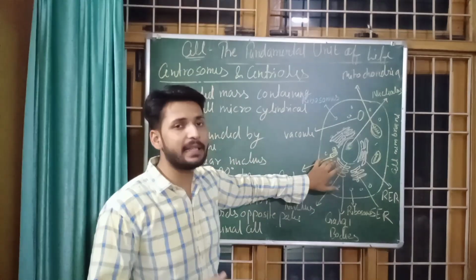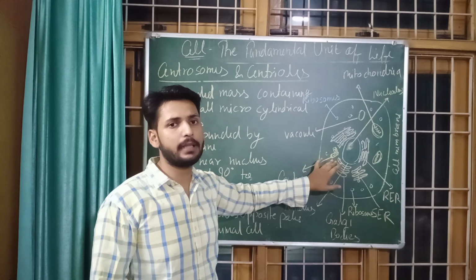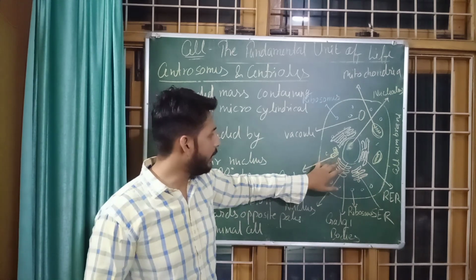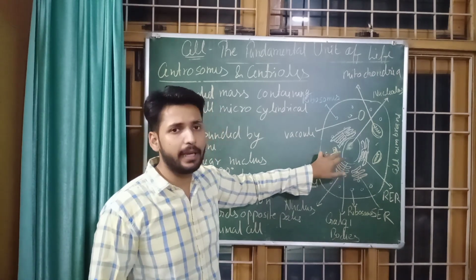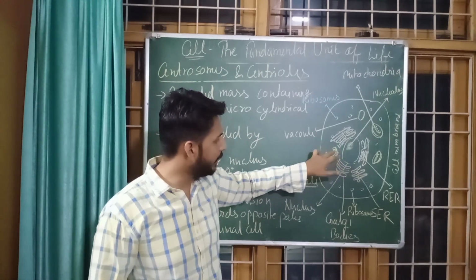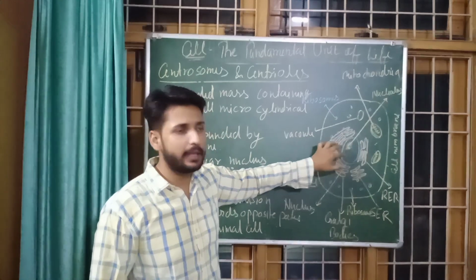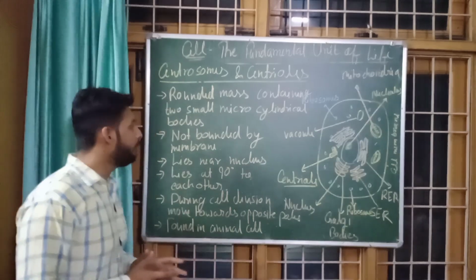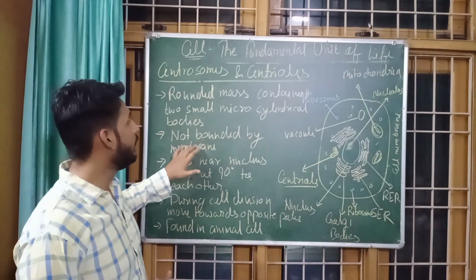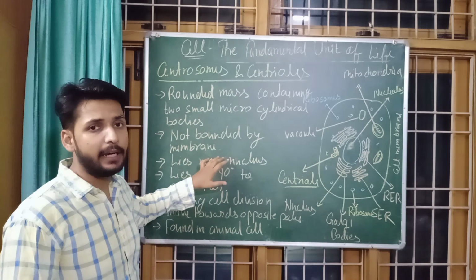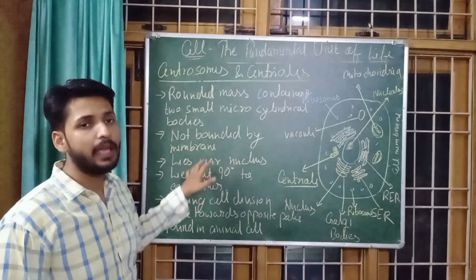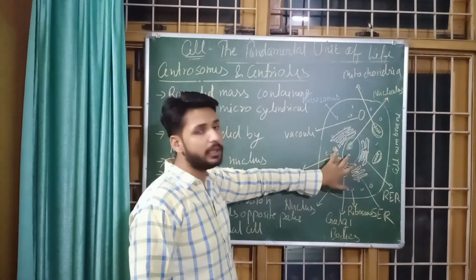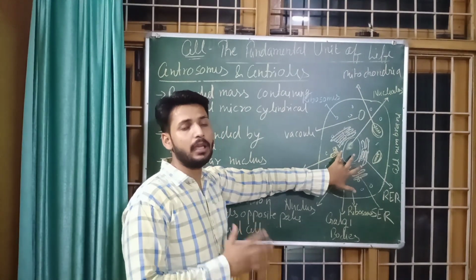Here we can see they are present inside the animal cells, and in some lower plant cells they are also present. They are cylindrical in shape, and each cylindrical part is known as a centriole, and together they form the centrosome. If we are talking about the membrane, they are not bounded by any membrane. Next, they lie near the nucleus.